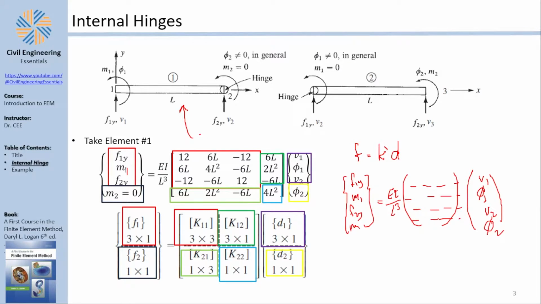Element number 1 has a hinge at node number 2 of that element, as you can see here. Now this node number 2 has an internal hinge. What are the things affected by the internal hinge? The things affected by the internal hinge are that M2 equals 0. So which part is responsible for M2 and which part is responsible for all the other things?